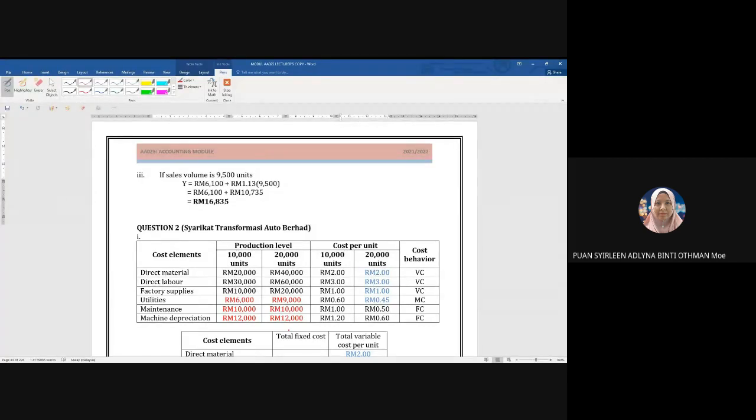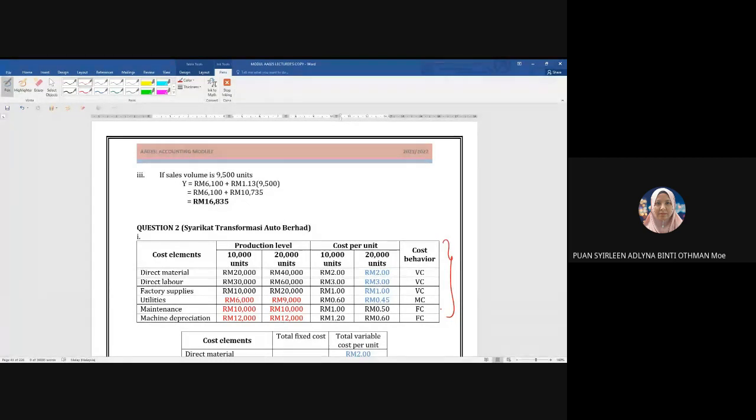If it says complete the table, that means the table should be in your answer sheet. You cannot omit this table, because when it says complete the table, that means the table must be part of your answer. The table already has 10,000 units and 20,000 units. Alright, okay. So now I will find the cost per unit.